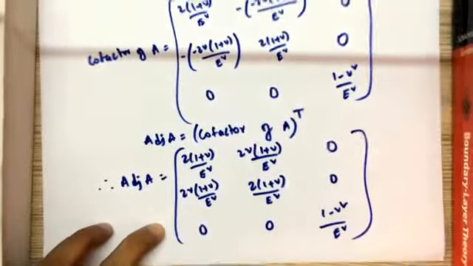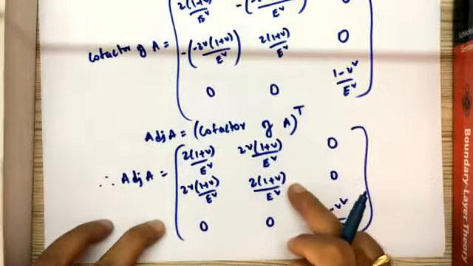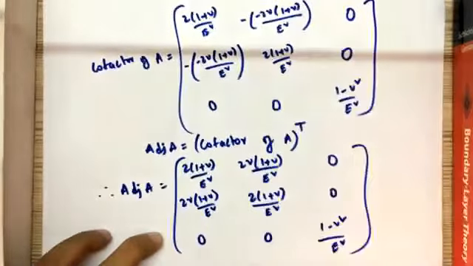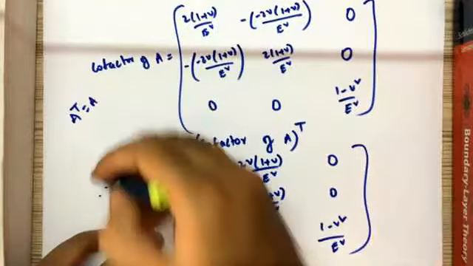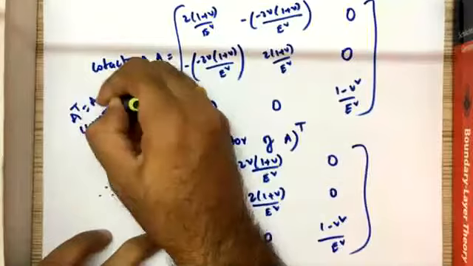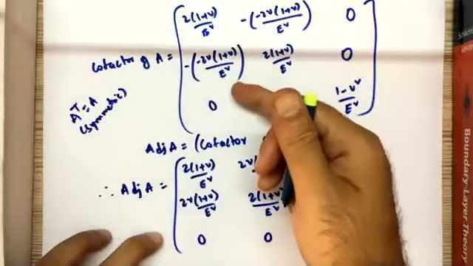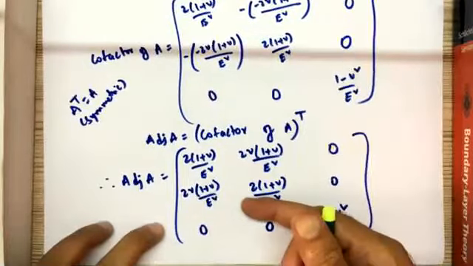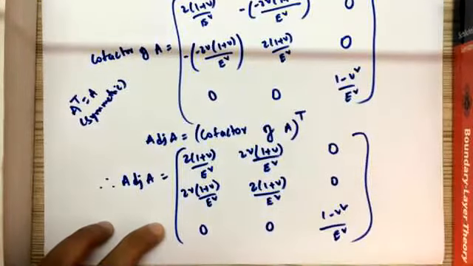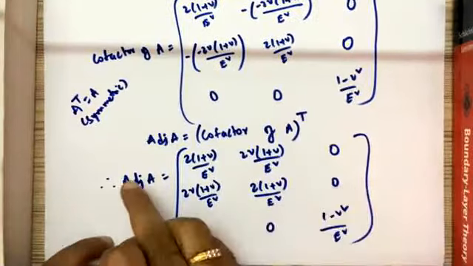Now you might be a little wondered. You get the same matrix again. Why? Because this is a symmetric matrix. For a symmetric matrix, A transpose will become A, right? Okay. So because this is a symmetric matrix, even though you take the transpose of it, you'll get the same matrix. Fine. Now you got adjoint A.